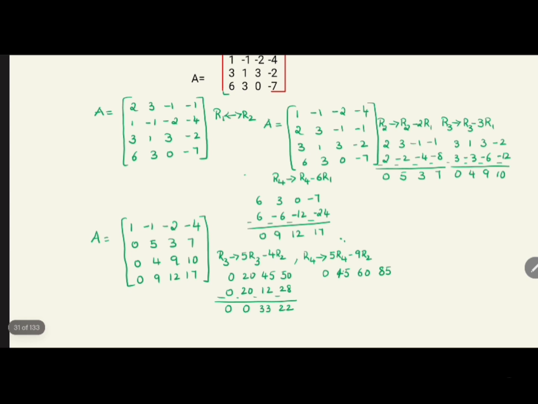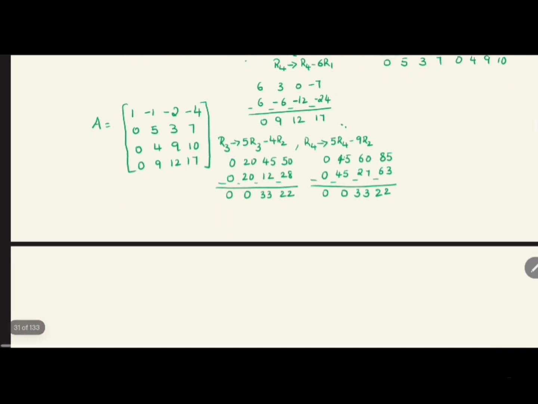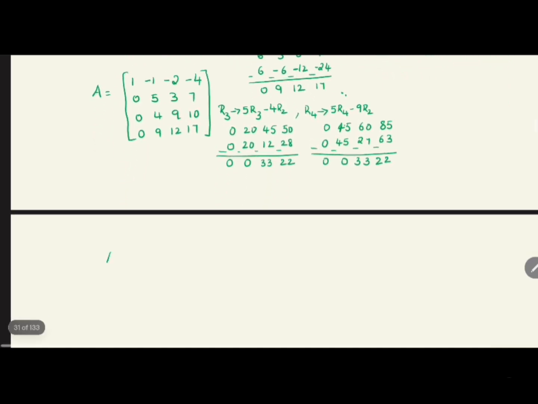Now, what is 9R2? That is multiply the second row by 9. 0, 9 fives are 45, 9 threes are 27 and 9 sevens are 63. So I will subtract these two rows: 0, 0, 33 and 22 again. So is that clear, students? So I'm going to replace this matrix now.